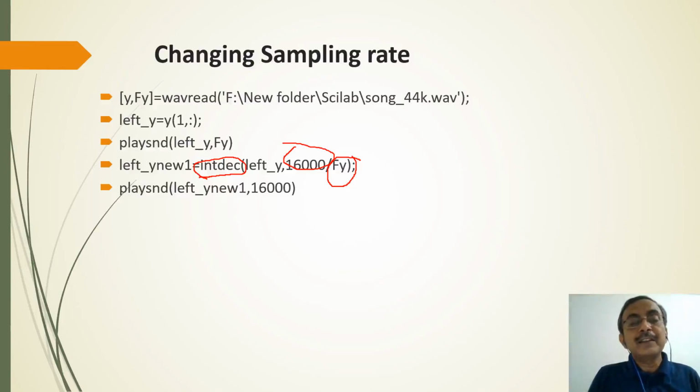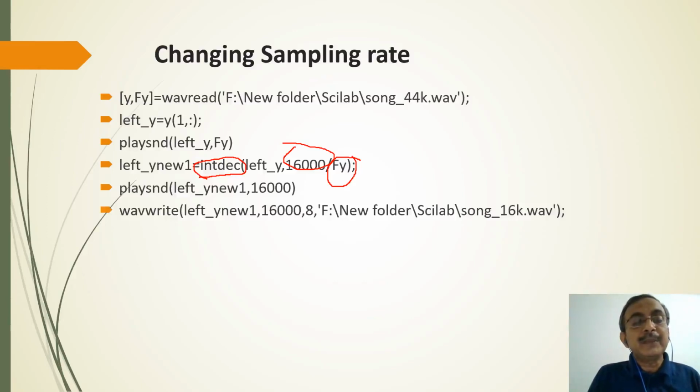Therefore higher frequencies and the musical notes that we will achieve in 44.1 kilohertz sampled signal will not be available in this particular case. Then we can write this resampled signal, which was 16 kilohertz, into a new file using a wavwrite command as discussed earlier.